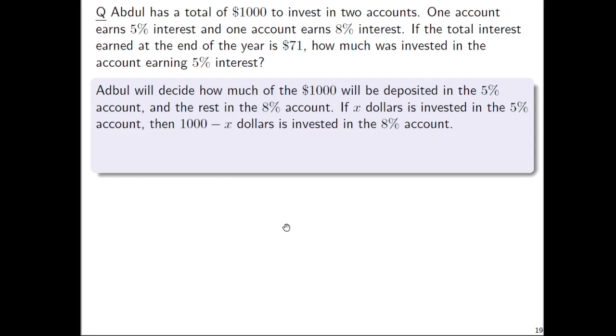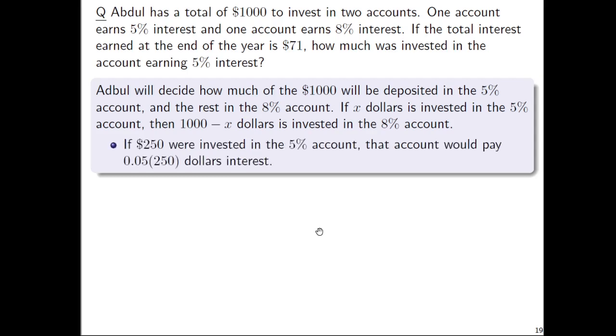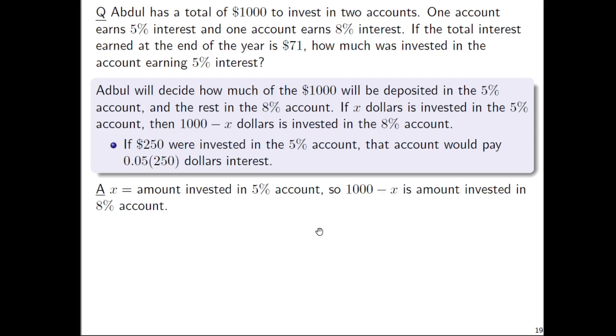This is the same principle as the alternate method for distances adding up in the types of distance problems we've looked at so far. Let's take this a little further and just say, for example, if X was 250. So if $250 was invested in the 5% interest account, that account would pay, well, what's 5% of 250? So 0.05 times 250, whatever number that is, dollars of interest.